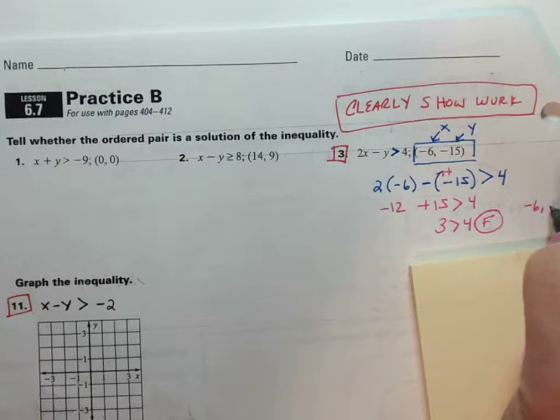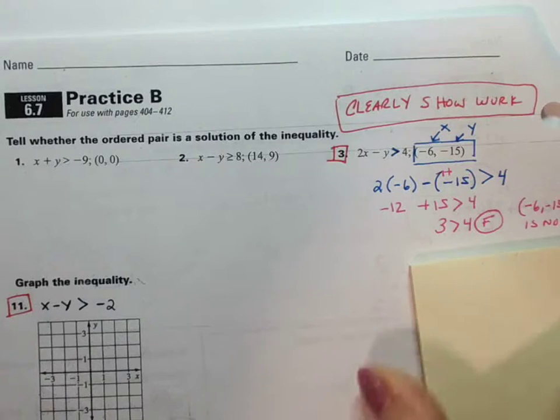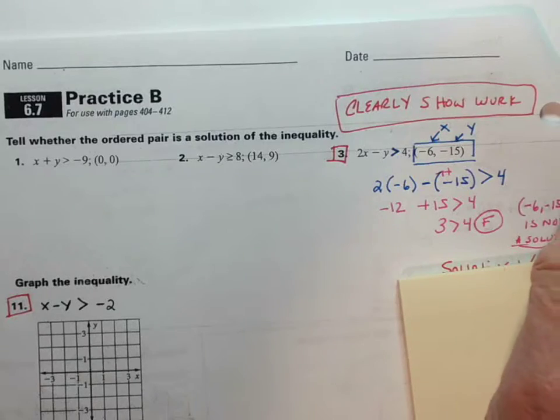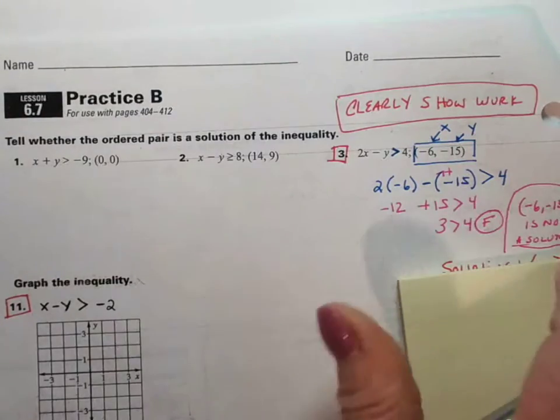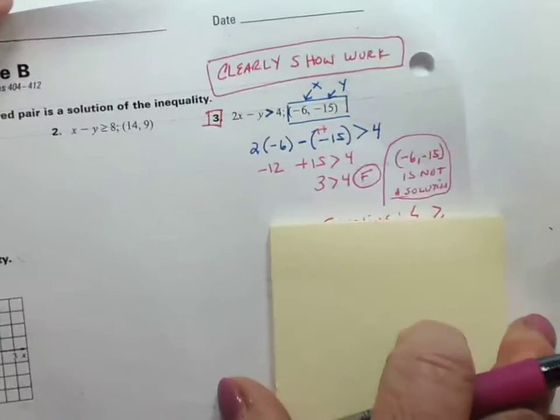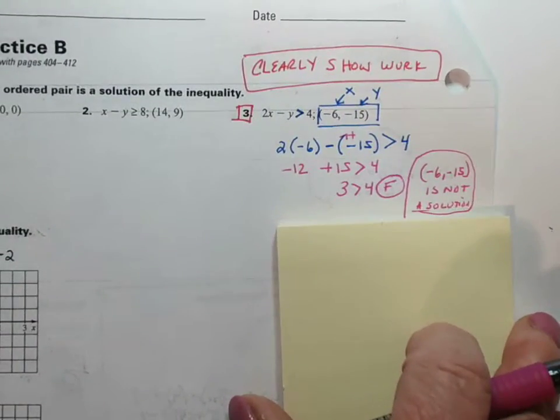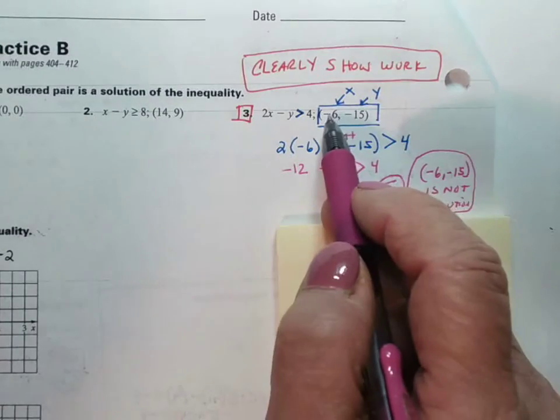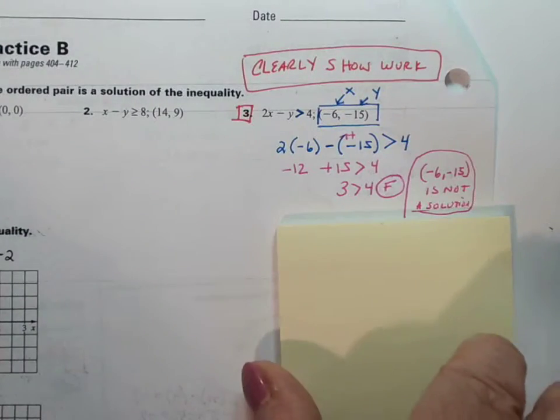Therefore, (-6, -15) is not a solution to this inequality that you were given. Okay, so clearly show your work and clearly state your answer. This ordered pair is not a solution.